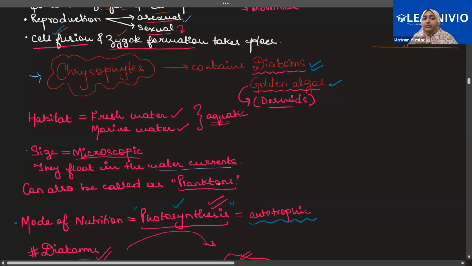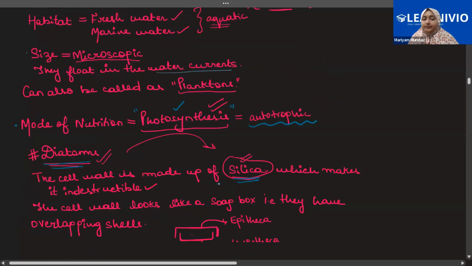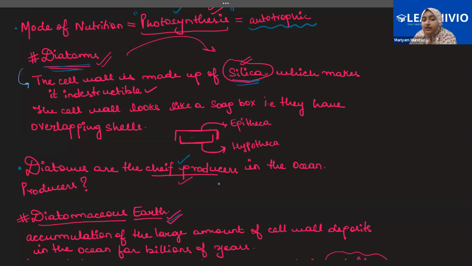Now, as I told you, the chrysophytes contain two types of organisms. The first one is diatom. The second one is golden algae or desmids. Now, talking about diatom, it is important that the cell wall of the diatoms is made up of silica. Silica is a very hard substance. It is very indestructible. So, if a cell wall is made up of silica, it means that the cell wall cannot be destroyed easily, right?